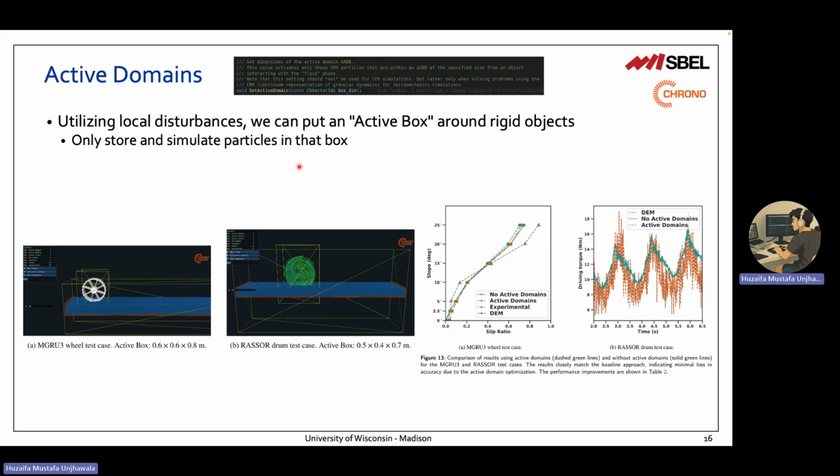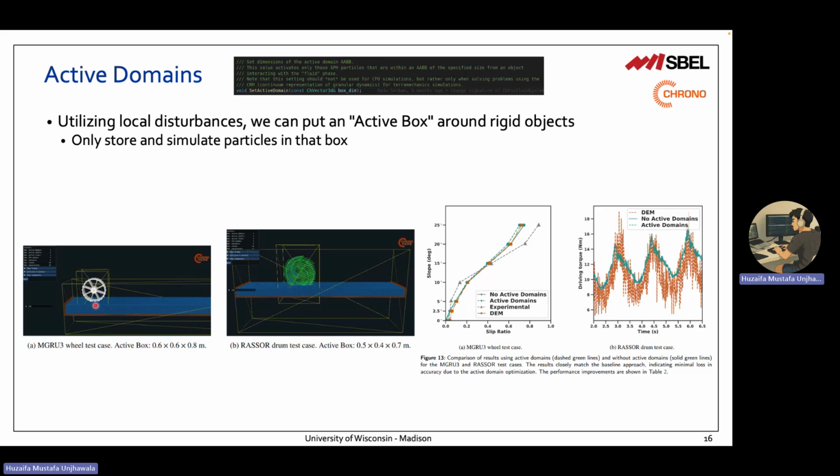The other optimization we did is we took inspiration from DEM, the active box concept, and applied it to CRM. So this is how it looks. If you have a MGRE3 rover wheel, and you have this outside yellow box as the computational domain, you can put another box, which is the active box, around your rover, and the core of CRM will ignore all other particles. It'll store only these particles and do dynamics for these particles.